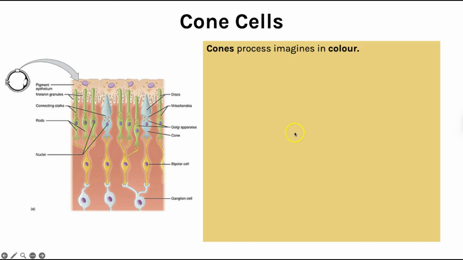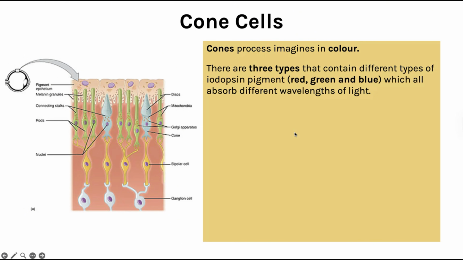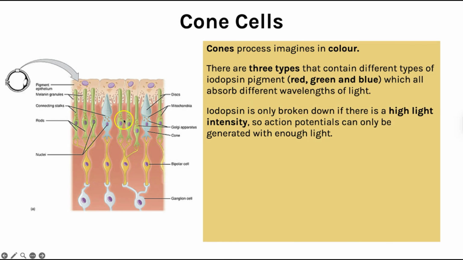Cone cells process images in colour. There are three types that contain different types of pigment known as iodopsin that you get in the cone cells. You have red iodopsin, green and blue iodopsin, which all absorb different wavelengths of light. Now, iodopsin found in these cone cells is only broken down in high light intensities. So you do need a high light intensity to be able to see in colour vision.